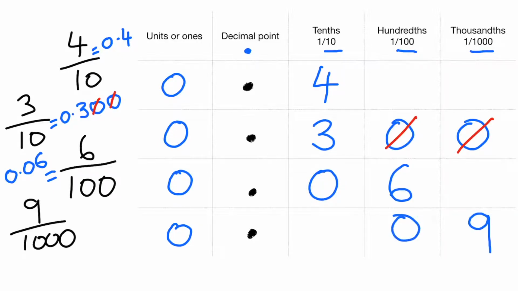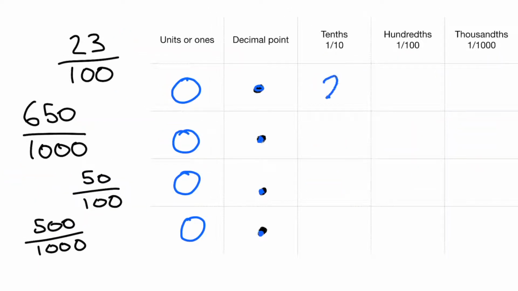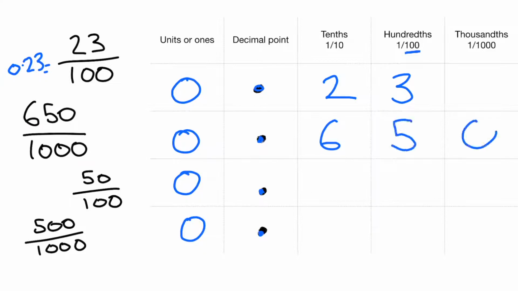Now the next one, 9 one-thousandths. So you put a 9 in the thousandths column. 0.009. Here's some more fractions to throw into our table. 23 over 100. Well, it's the same as saying 0.23. 650 thousandths. Same as saying 0.650. And notice the 0 in the thousandths column. However, you can chop off that 0. So it becomes 0.65, which is the same as saying 65 over 100.